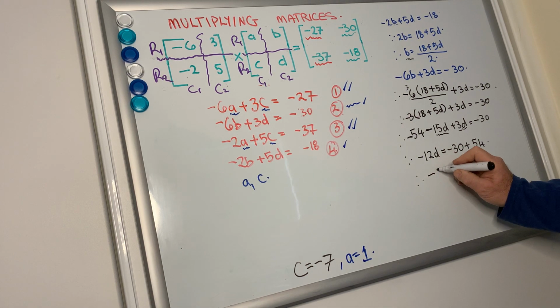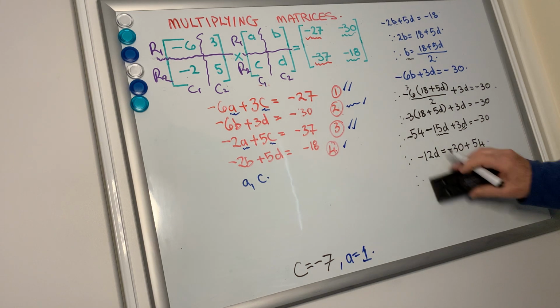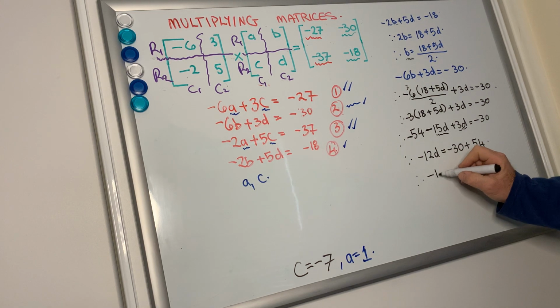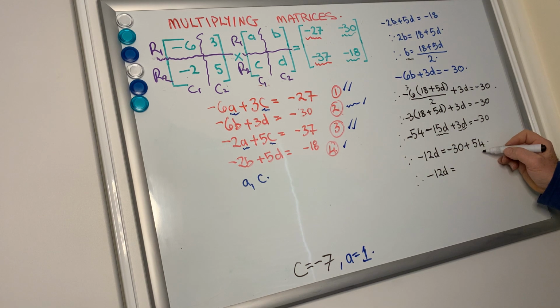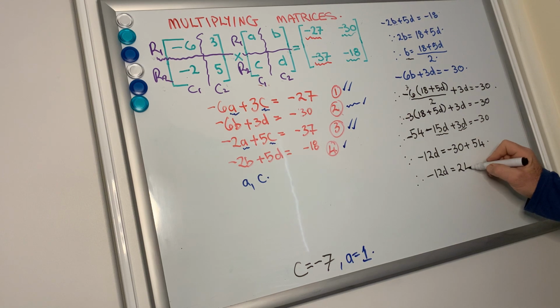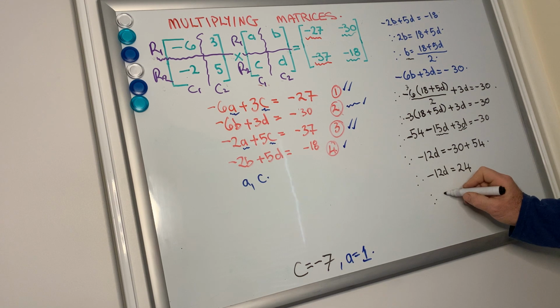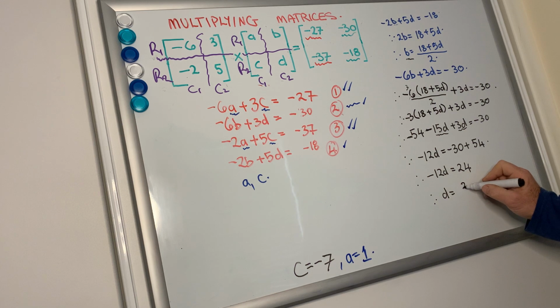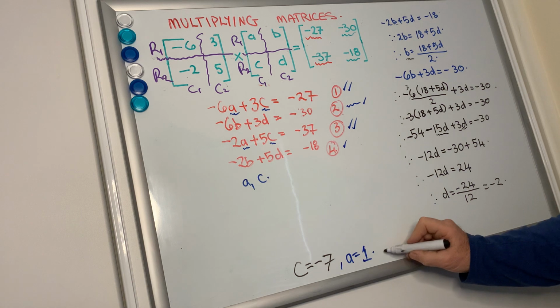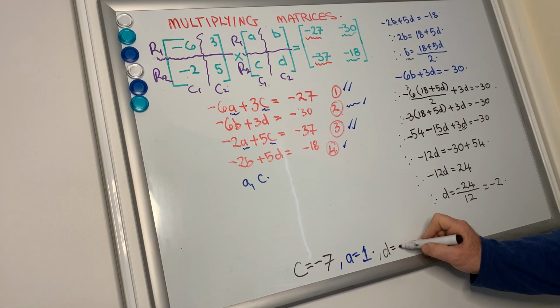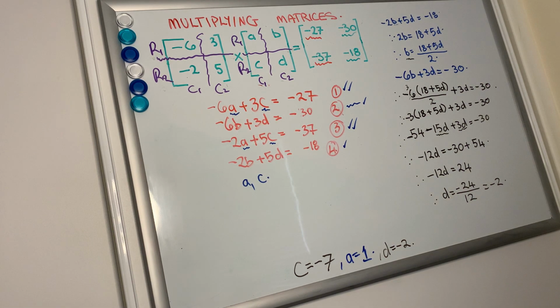Therefore, minus 12d is equal to minus 30 plus 54, which is 24. It's the same as saying 54 take away 30 is 24. Therefore, d is equal to 24 with a negative sign divided by 12, which is equal to minus 2. So d is equal to minus 2.